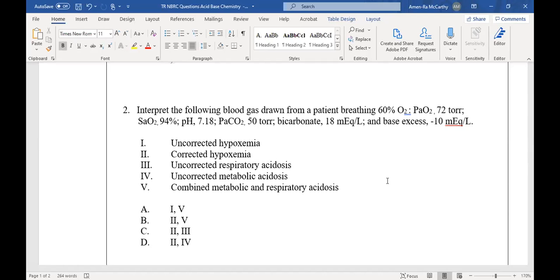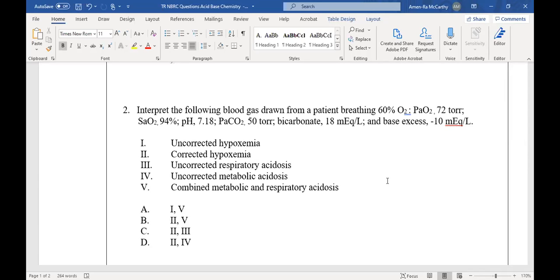So yeah, he's on 60% oxygen. We know that it's uncorrected hypoxemia, so we know one has got to be in the answer. When I look at my choices, I go on A, and I'm through with that one, because I know that one has to be in the choices. But if I didn't know that, I'd just keep working it down.